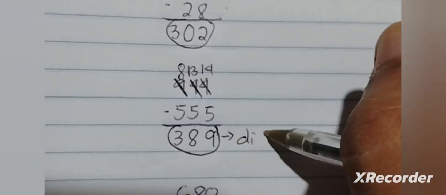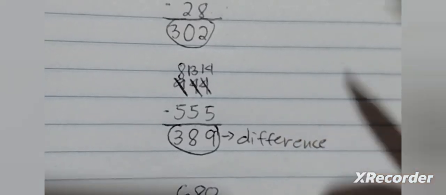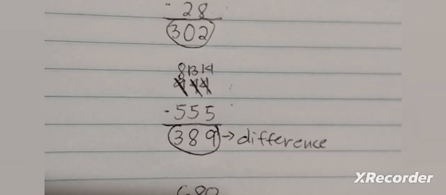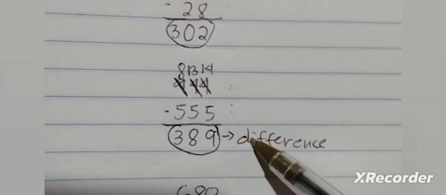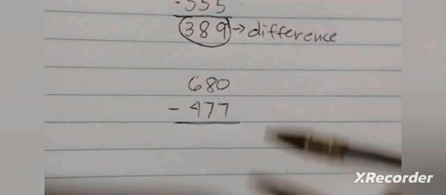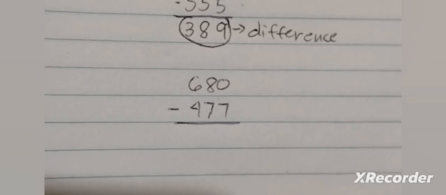Again, this is difference. Okay. Minuend, subtrahend, difference. Okay, for the last number. The last number. 680 minus 477.